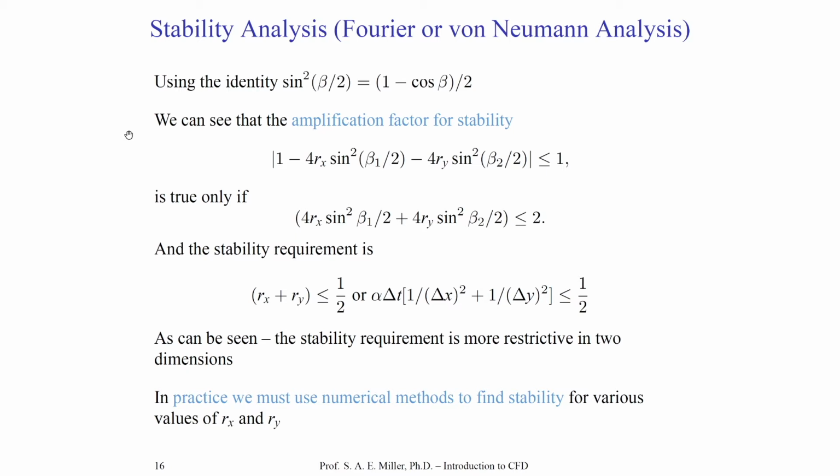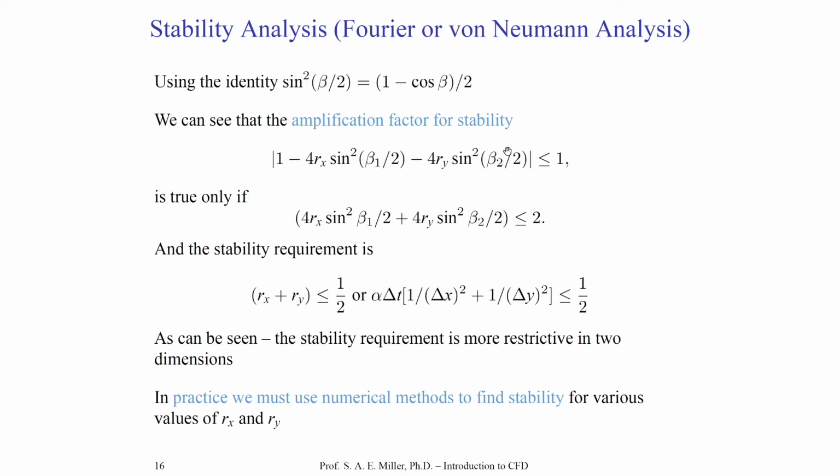Here we have sine squared of beta over 2 equals 1 minus cosine beta over 2. This should look very familiar to the previous identity used in the one-dimensional case, except now we're in 2 dimensions. We can see now, by following the same approach as shown previously, that the amplification factor for stability, 1 minus 4 rx sine squared beta 1 over 2 minus 4 ry sine squared beta 2 over 2, will be less than 1 in magnitude. This is really the amplification factor g.